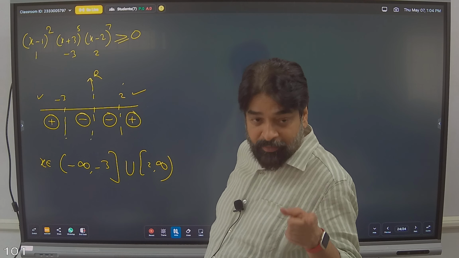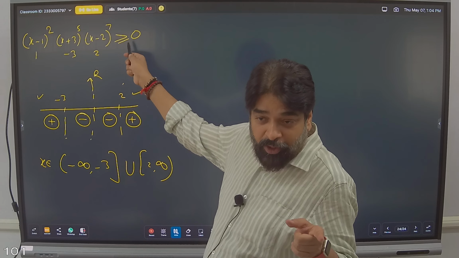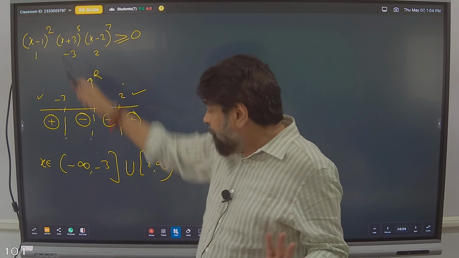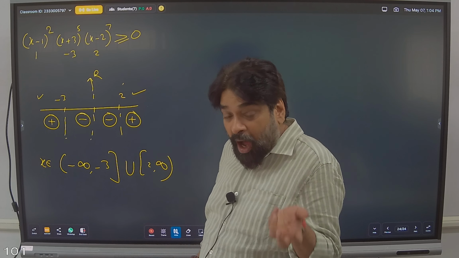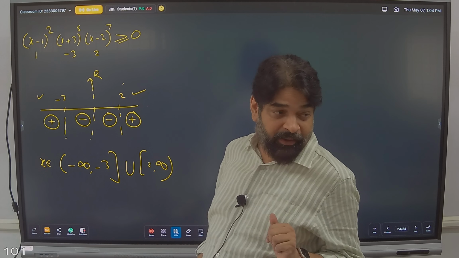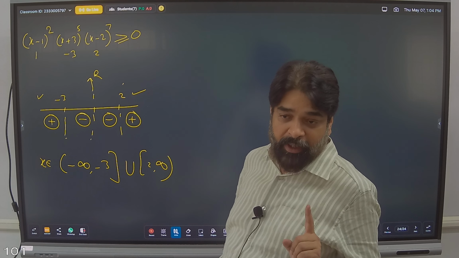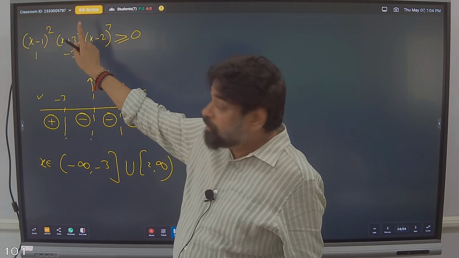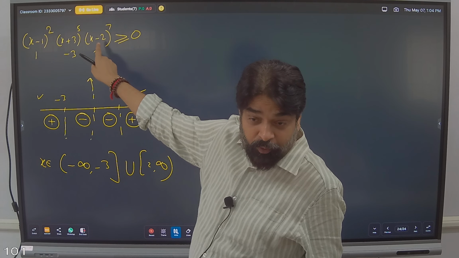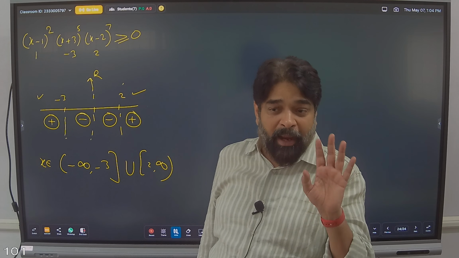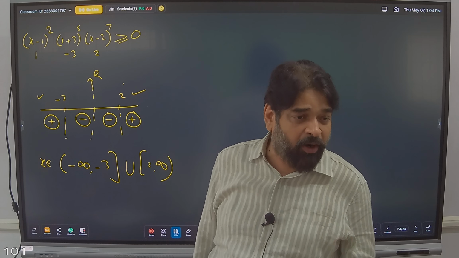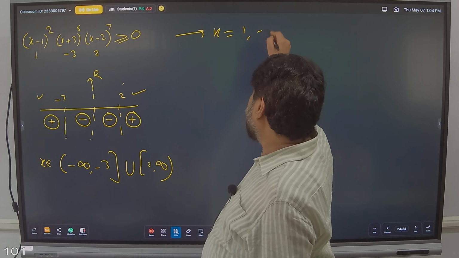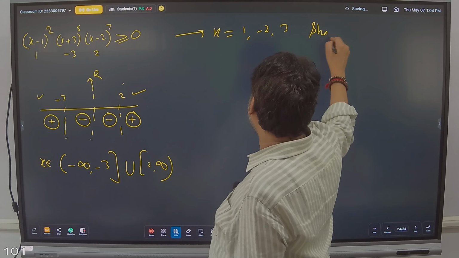Yes. This is greater than or equal to 0, which means I want it positive or 0. Positive, it will take care of. Or 0, you have to always verify, only in case of a repeated critical point. When can this quantity be 0? At 1, minus 3 and 2. So 1, minus 3 and 2 should be part of the solution or not? x equal to 1, minus 3, 2 should be part of the solution.